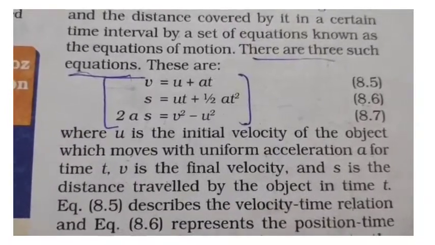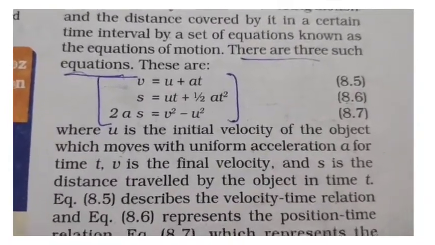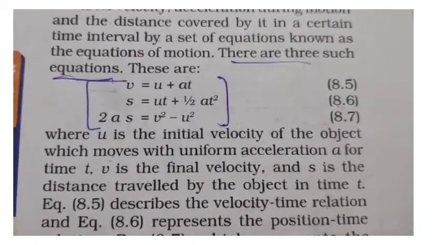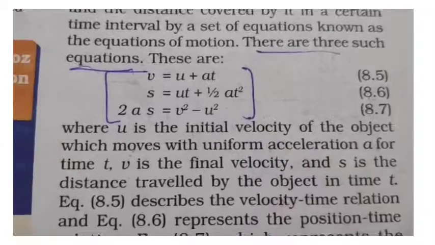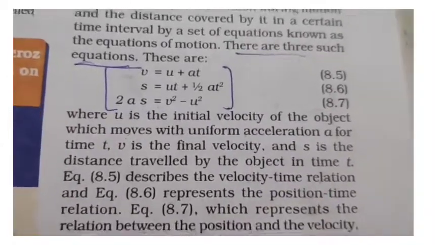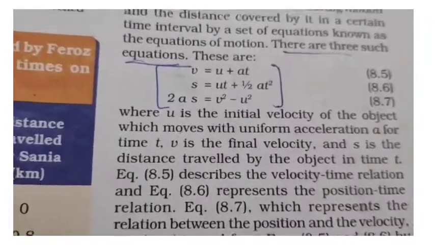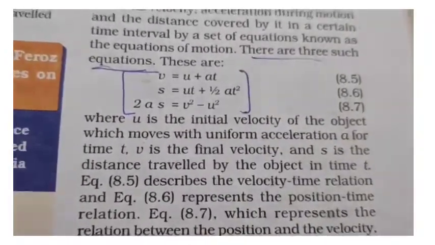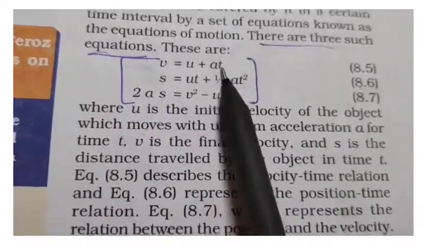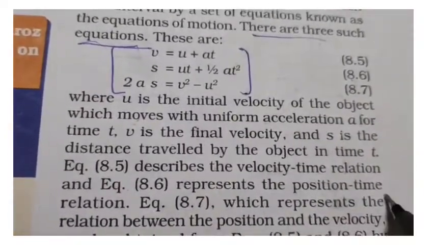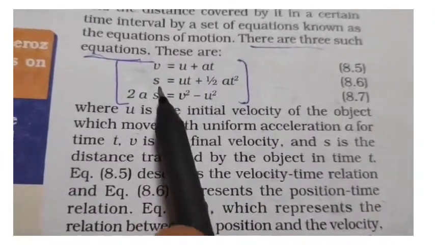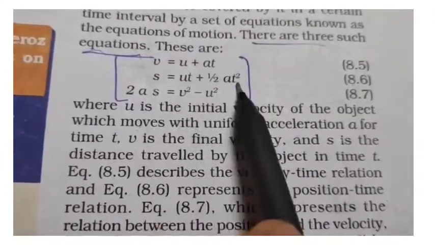These are the equations which are describing certain relations. The first one, that is v is equal to u plus at, describes the velocity time relation, means the relation between velocity and the time. Here the velocity and time relation is explained in the very first equation. The second equation shows the position time relation. Position means s, distance. Position and the time relation is explained over here.